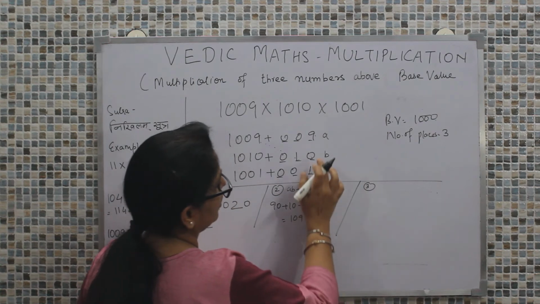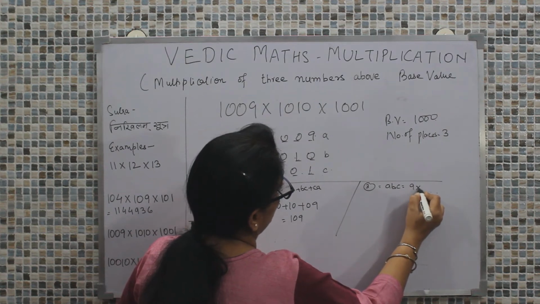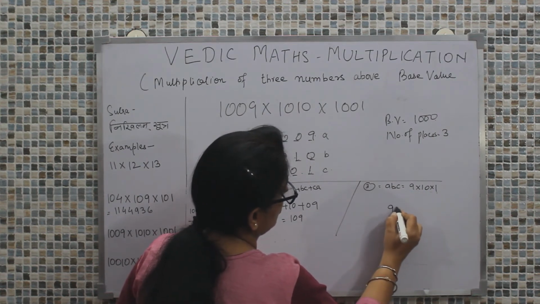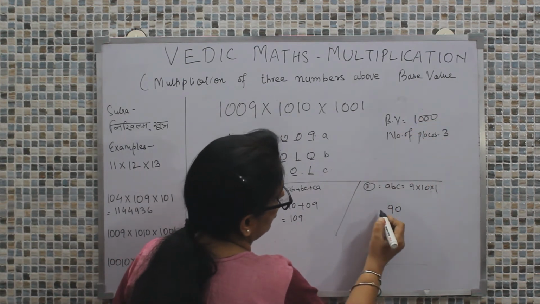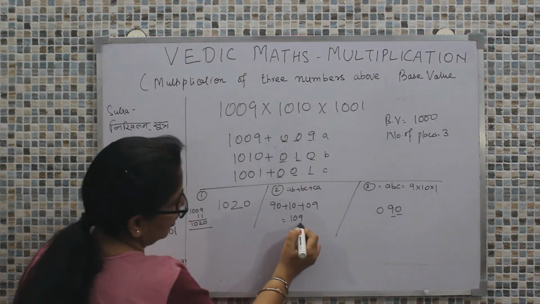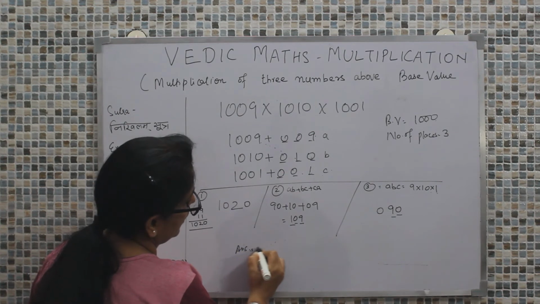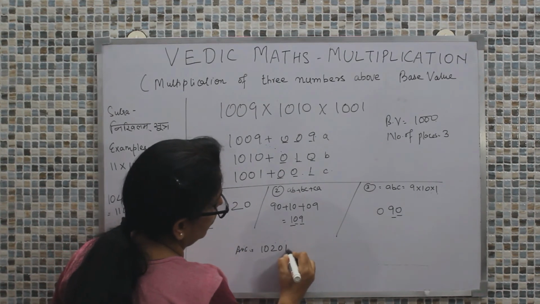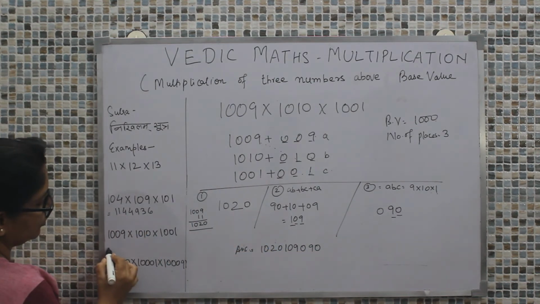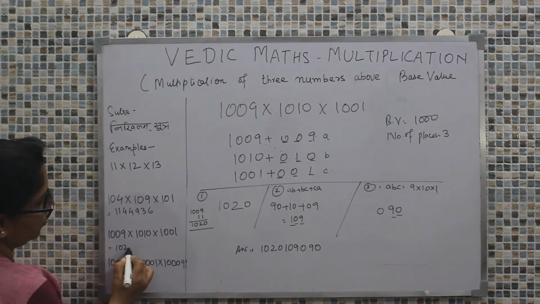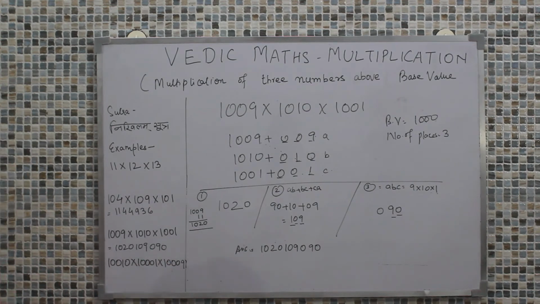Coming to the third component. Third component will be A into B into C. So that is 9 into 10 into 1. So that is 90. Now talking about the number of places, it will be 3. So let's make it 3 and 3, that's it. So the answer will be 1020109090. Okay.